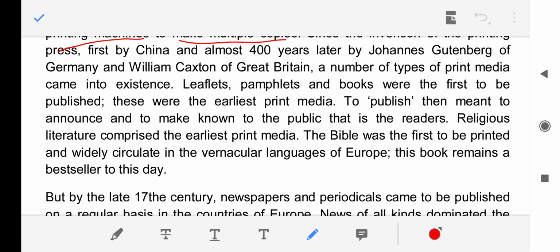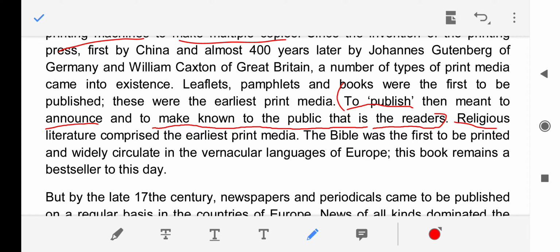Now, to publish then meant to announce and to make known to the public, that is, the readers. So at that time, to publish used to mean to announce and make people know about a book or a thing that has been published.